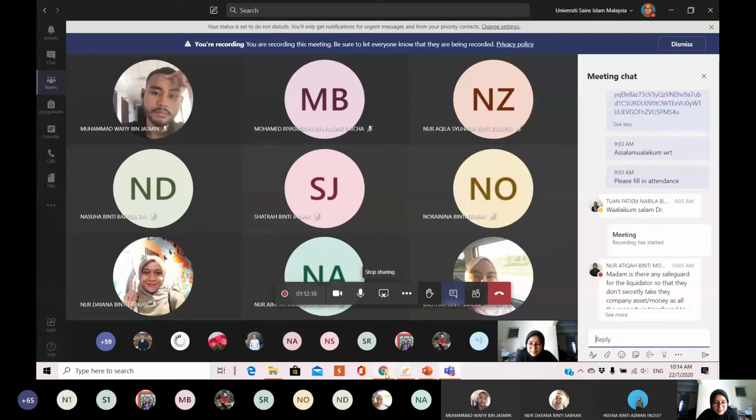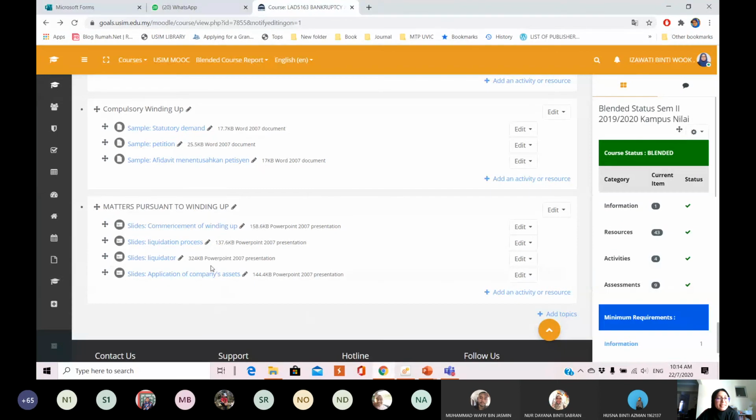Kita cover 3 topik, saya tengok goals tu tadi balik. Okay, kita cover yang tadi tu commencement of winding up. It talks about the point of time when the winding up commence. Okay, and then what is the effect of it? Ada 7 effect tadi kan. Cease of the director's power, cease of the business of the company, so on so forth.